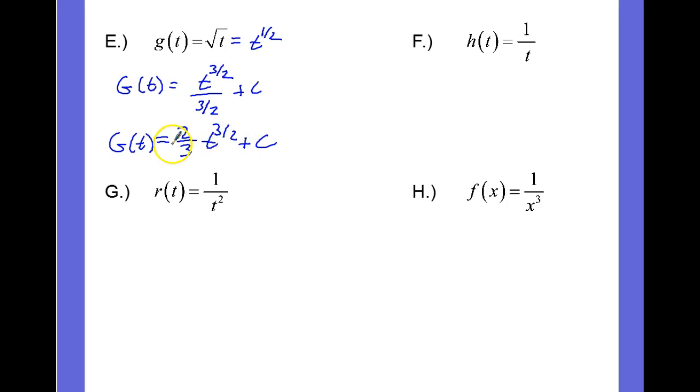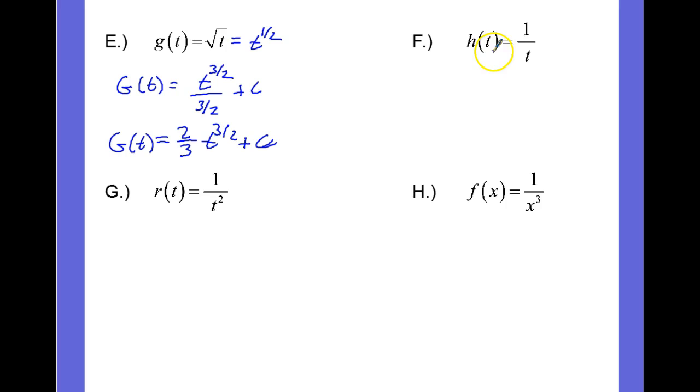Now let's take the derivative and see if we get what we started with. So 3/2 times 2/3 completely cancels. And then power times base down 1. If you subtract 2/2 from 3/2, you get t to the 1/2. And then of course the derivative of C is going to be 0.